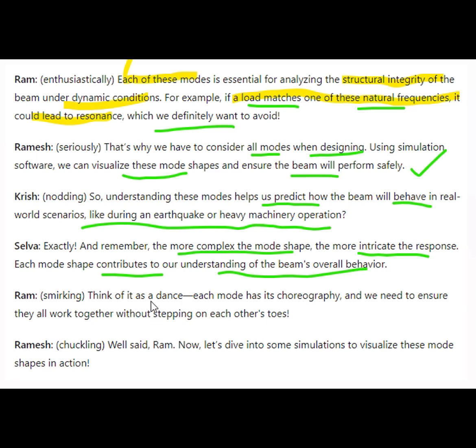Think of it as a dance, where each mode has its choreography. We need to ensure that they all work together without stepping on each other's toes. Now let's dive into some simulations to visualize these mode shapes in action.